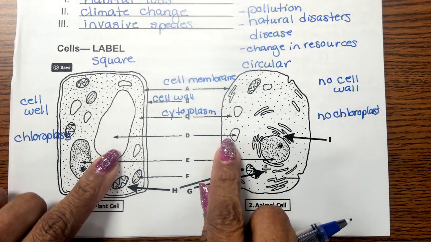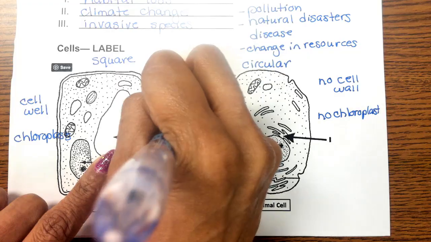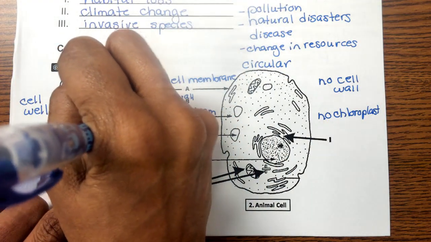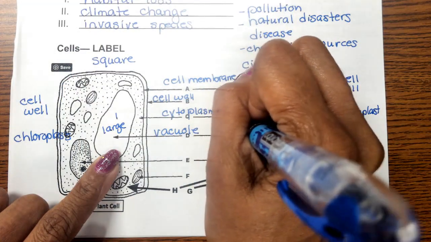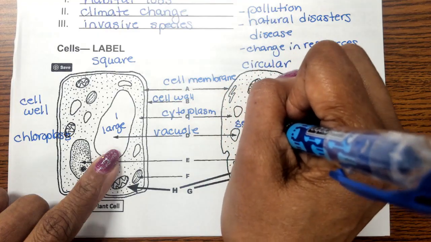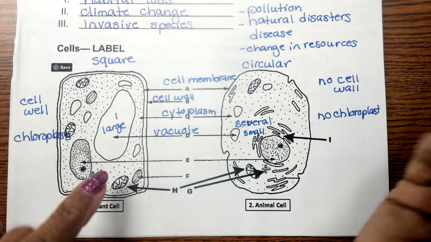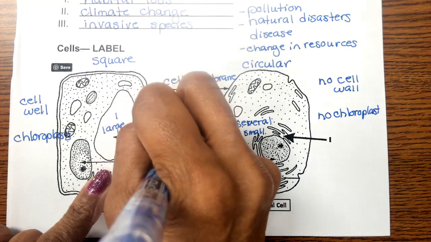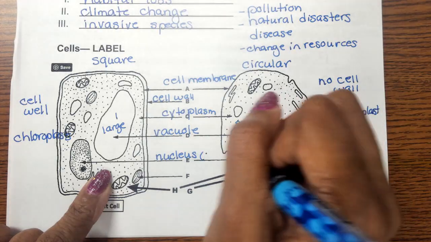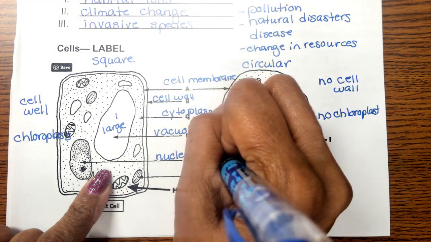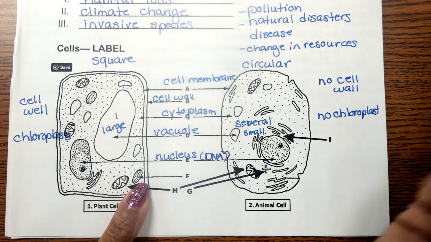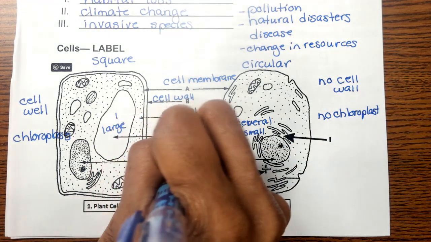D is the storage area. That is your vacuole. Remember, plants have one large vacuole. Animals have several small vacuoles. Okay, E is the nucleus. Remember, the nucleus is the brain of the cell, controls everything, and this is where the DNA is. F is only in a plant cell. That is your chloroplast.